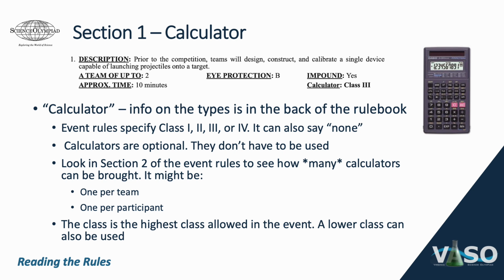Now, unlike the goggles, where the goggle rating was the least that you had to bring in, the calculator rating or the calculator class is the highest class allowed in the event. So you can also use a lower class calculator if you want to in an event.